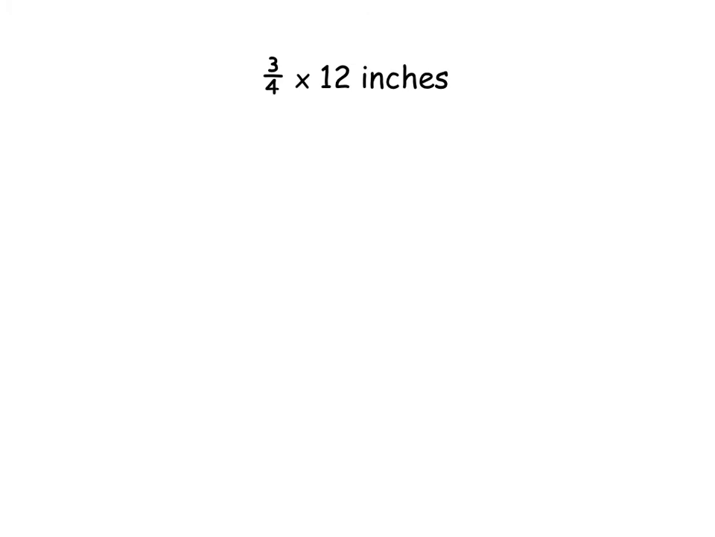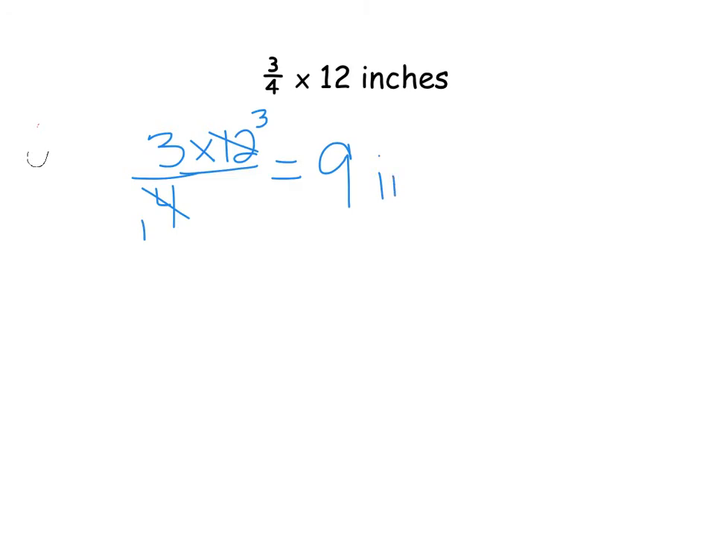Problem number 2, 3/4 times 12 inches. So I'm going to rewrite this, 3/4 times 12, because I could do times 1, but I don't need to. So let's simplify before we multiply. I know that 12 is divisible by 4, so 12 divided by 4 is 3. 4 divided by 4 is 1. 3 times 3 is 9. I could put it over 1, but why? I don't need to, because any number over 1 is that number. So 9 inches. And that's our final answer. Make sure you showed all your work.